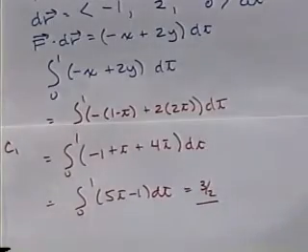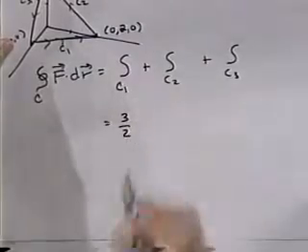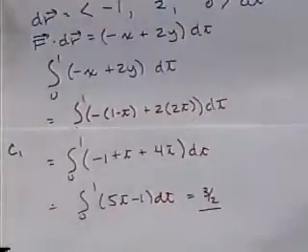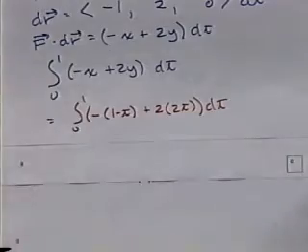Coming back here, we just figured out the integral over C1 is 3/2, so I'll put that down there so I have it. Now we got to do C2, unfortunately. So what is C2?